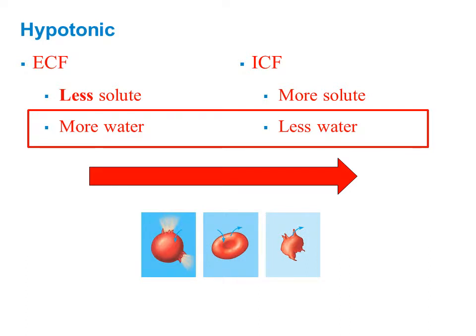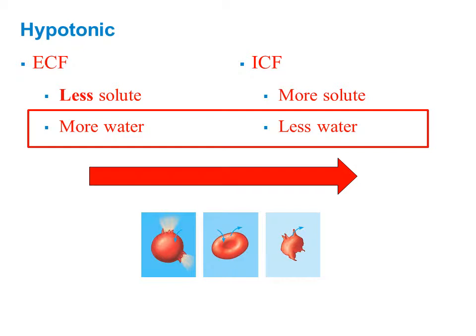Here is another way to decipher that statement. On the outside of the cell, the ECF, you have a lower concentration of the salt. So you have less solute. You would also have out there more water, a higher concentration of solvent. Inside the cell, it's called the ICF, intracellular fluid. You have more solute, more salt, and you also have less water.